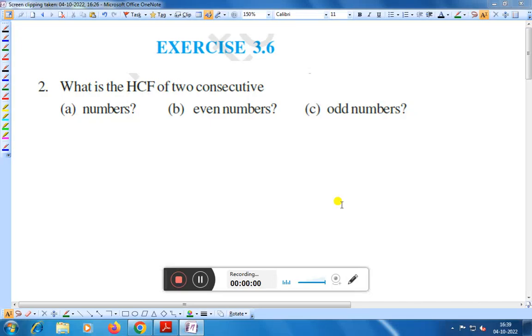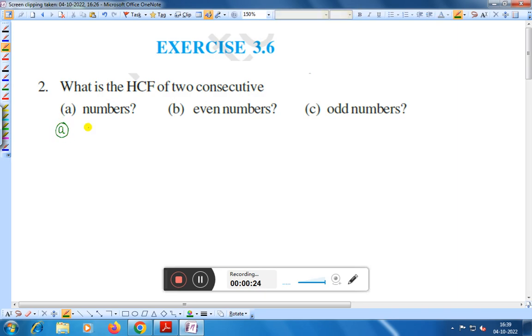Dear friends, today we shall discuss exercise 3.6 question number 2. What is the HCF of two consecutive A numbers, B even numbers, C odd numbers? We'll take examples and find the HCF of two consecutive numbers. Suppose we are solving question number A.